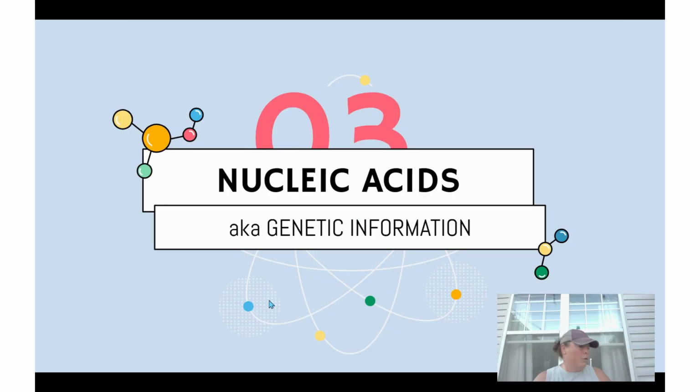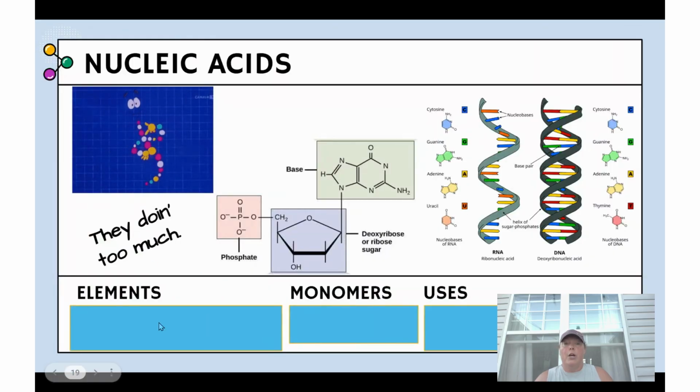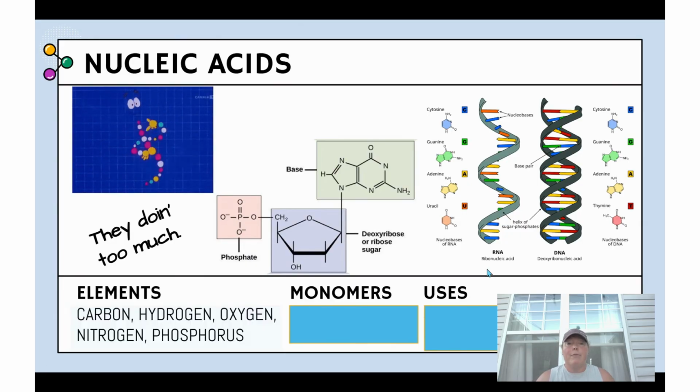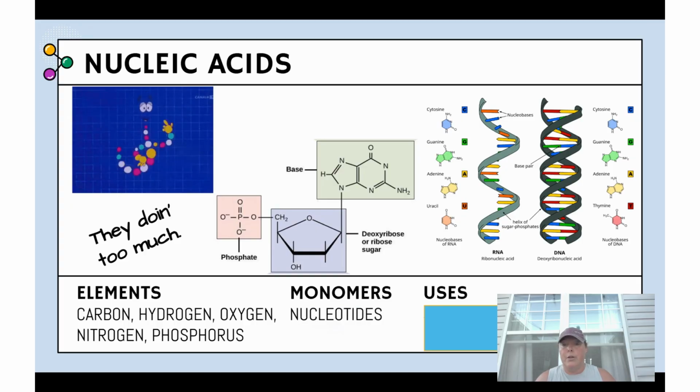The next one's nucleic acids. Nucleic acids are where we store genetic information. Nucleic acids are much more complex than carbohydrates and lipids. They have carbon, hydrogen, and oxygen, all of these molecules do, and now there's also nitrogen and phosphorus. The monomer unit of a nucleic acid is called a nucleotide. A nucleotide has three parts. This is a nucleotide right here. A nucleotide has a phosphate.